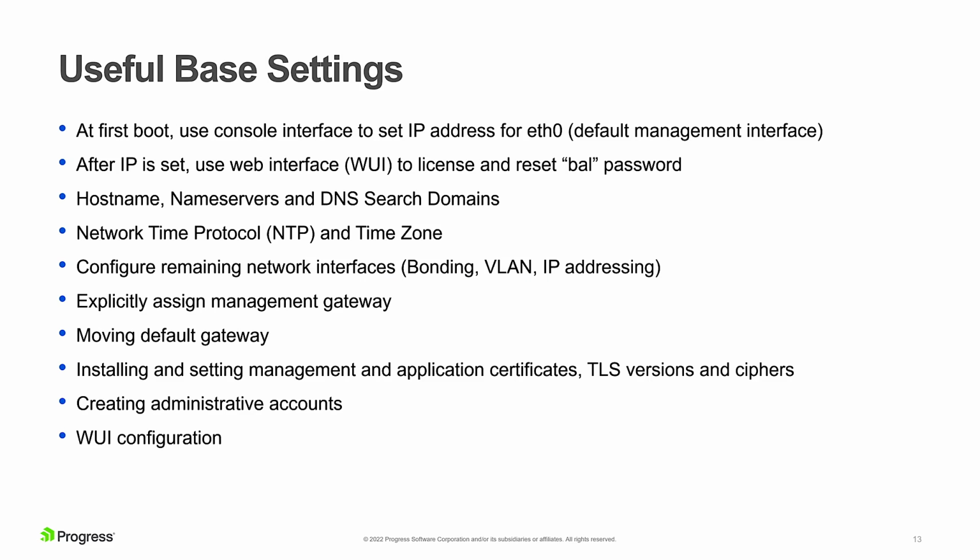Once that IP address information is set, the next step is to license the appliance, and that's done through our web user interface. So you go to a browser, connect to the IP address you configured earlier in that first step. It will take you immediately through a workflow for licensing.